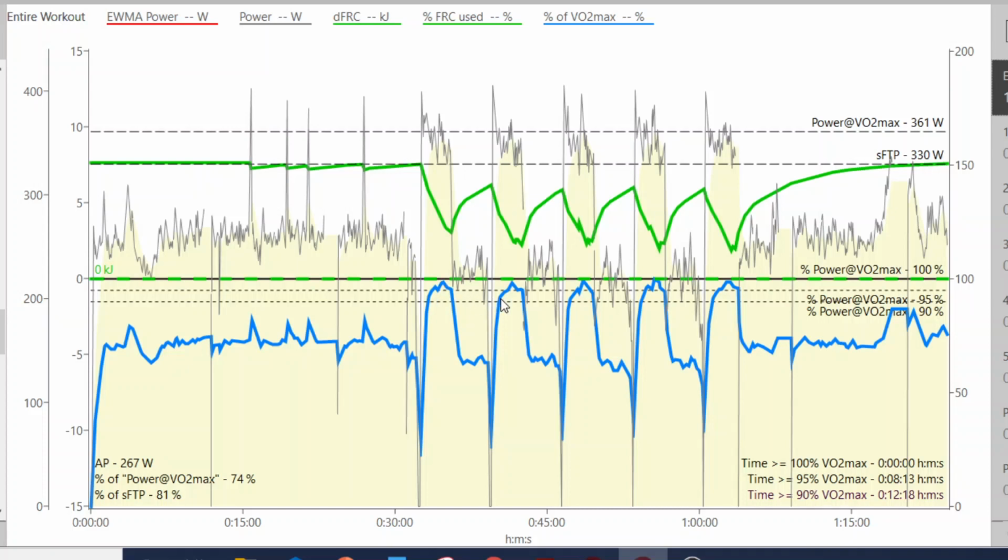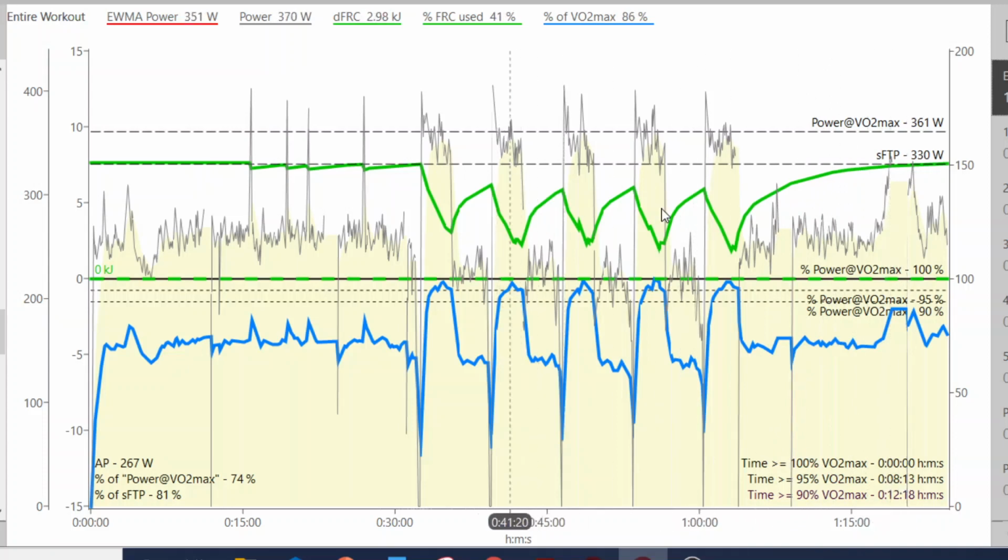And you can see that there are a few cases. This one here, you got to about 98% right there. You got to about 99%. Right here, you got to about 100%. Right there to 100%. And right there around 99%. So he was touching it. But if you look, he's just coming up and touching it, but not staying there very long. He accumulated 8 minutes and 13 seconds at greater than or equal to 95%. Time at 100% was marginal.